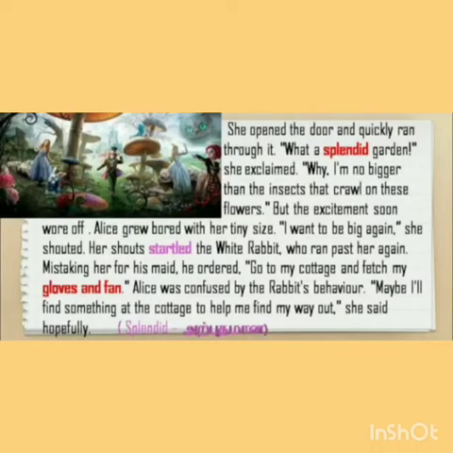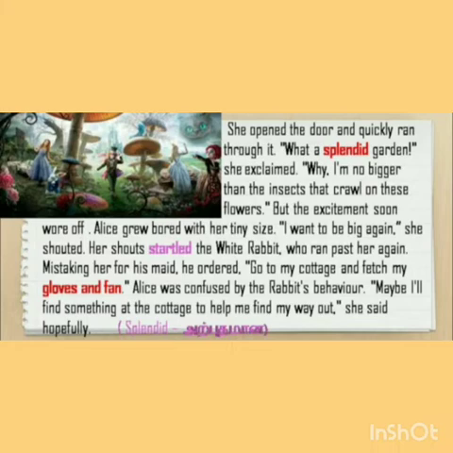See students, next what has happened? She opened the door and quickly ran through it. So now she became like a doll. So she is opening the door and she is running. Okay. So there was a garden, a beautiful garden.